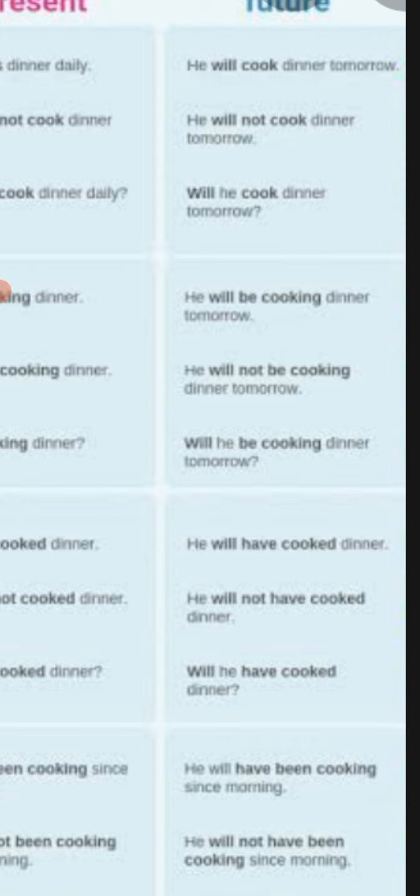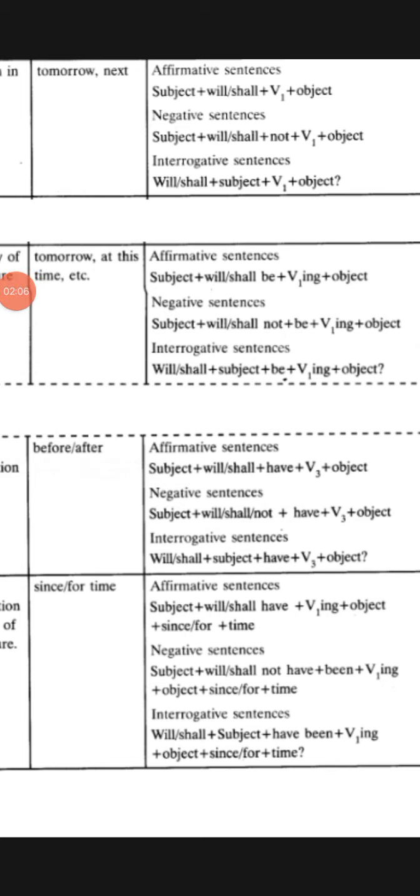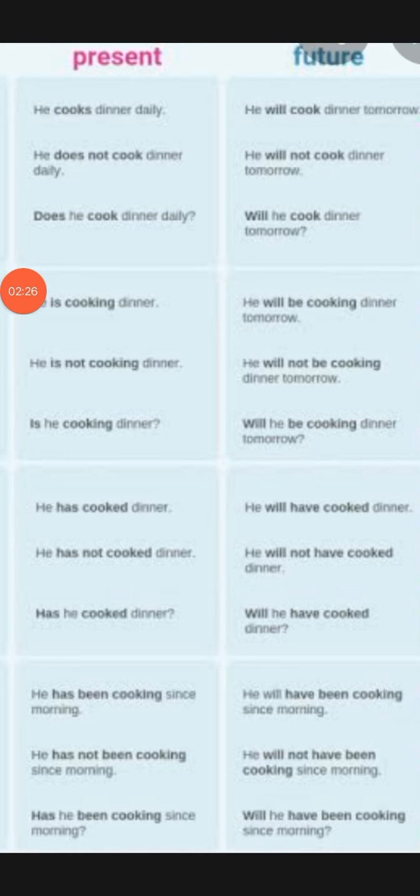Now we will see how to make an interrogative sentence in the simple future. So to make an interrogative sentence in simple future, your helping verbs will and shall, we will use them in the beginning. Then after it, there will be the subject, then the first form of the verb and your object. So the same example we will see here: Will he cook dinner tomorrow? Question mark. So, will he cook dinner tomorrow?